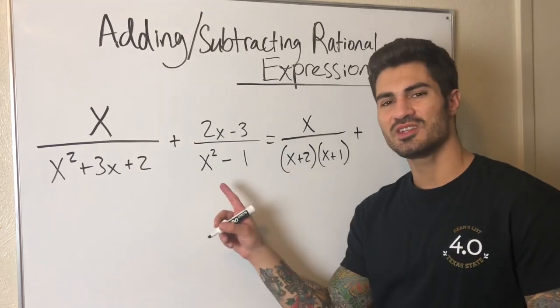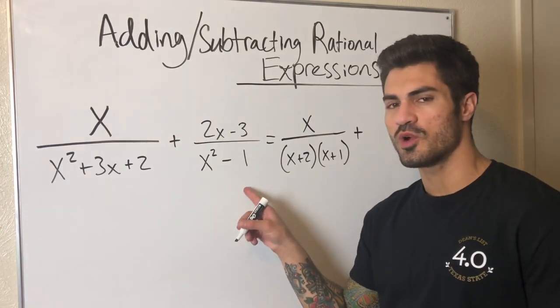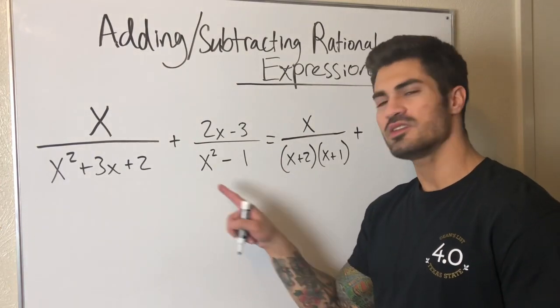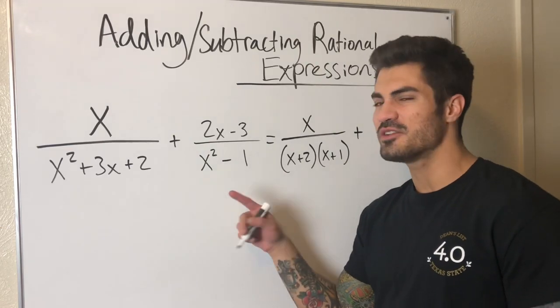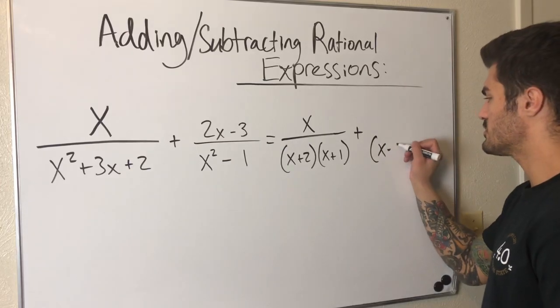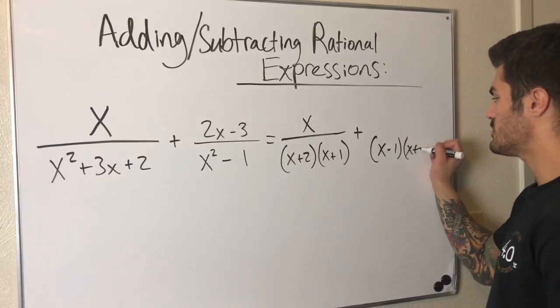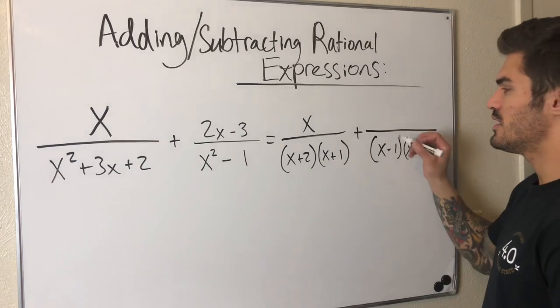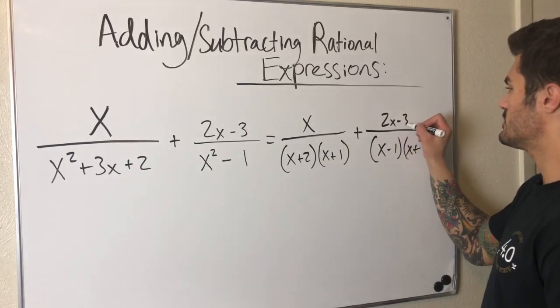All right, what about this? This is a difference of squares. 1 is still something squared. 1 squared is 1, right? So this can be factored to x minus 1, x plus 1. So here I have x minus 1, x plus 1. And let's see, that 2x minus 3 is still up top.